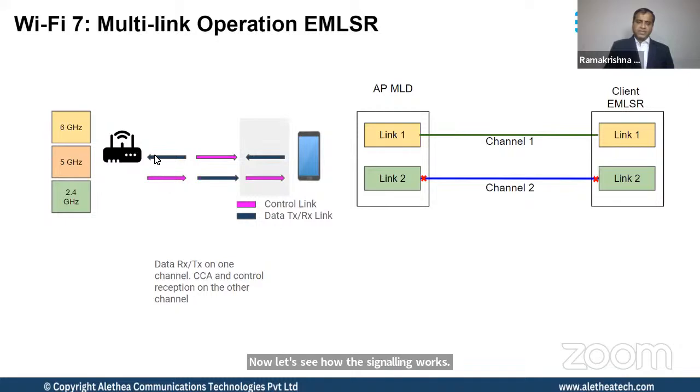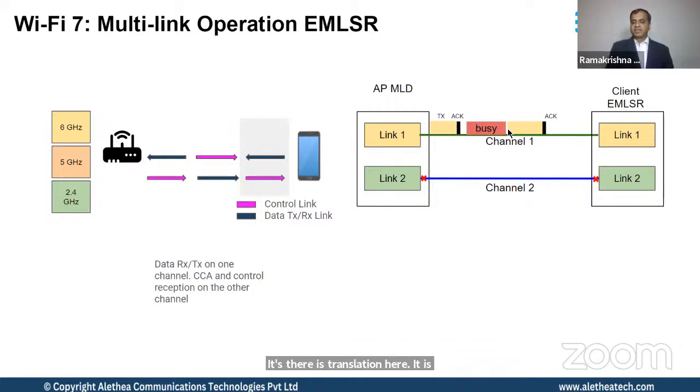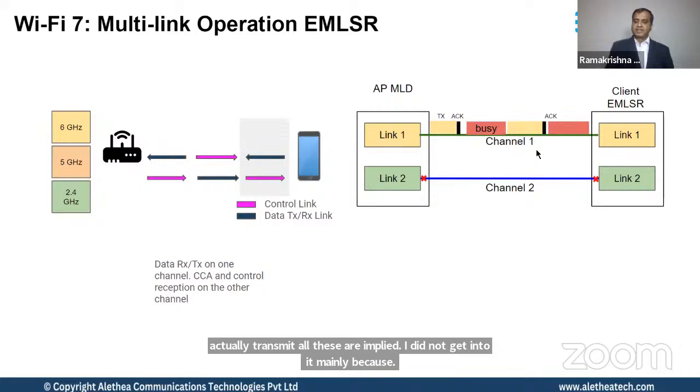Again, I just did not mention it. In each time frame, there can be transmission and reception on only one link, and the control reception or transmission on the other link. So this is the normal case where we have a single link. There is transmission here. It is busy. Then it again transmits, and then it's busy. Just to mention, there can be SIFS or whatever is needed to actually transmit. All these are implied. I did not get into it mainly because they're not really relevant to the current discussion.